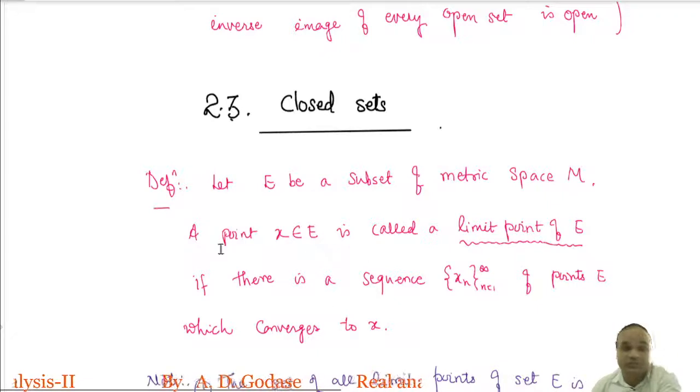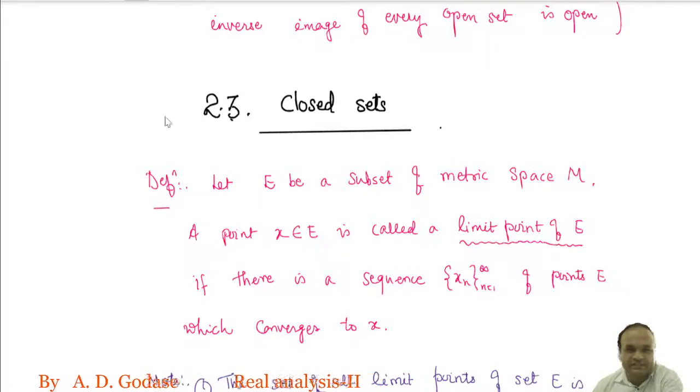So next topic is closed sets. First we will see the definition of a closed set. Before that, first we will see the definition of a limit point. So this is the definition of a limit point.